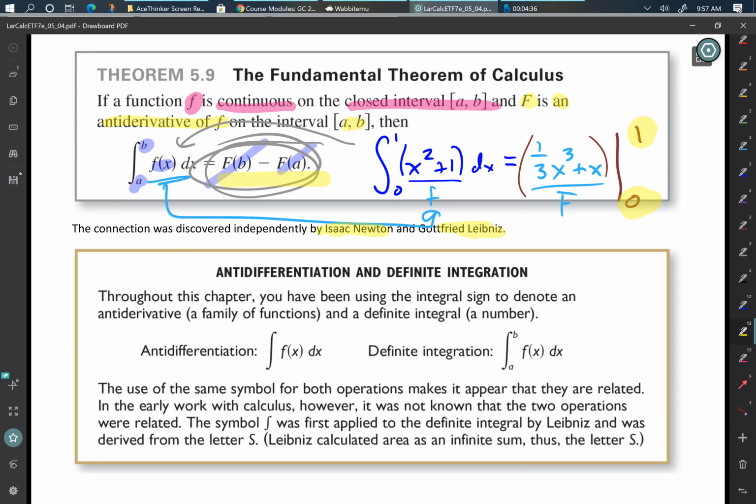Okay? Now, I want to point out something, and this is an incredibly important box right here.